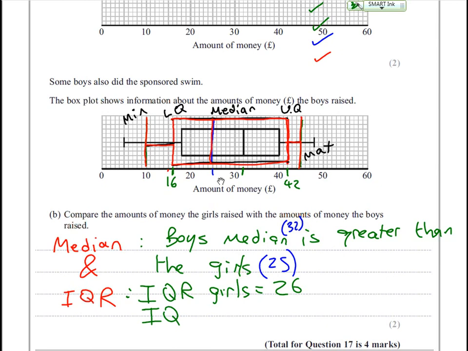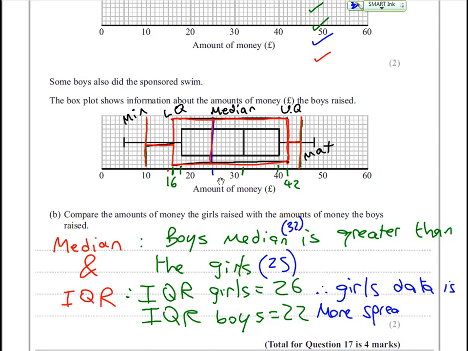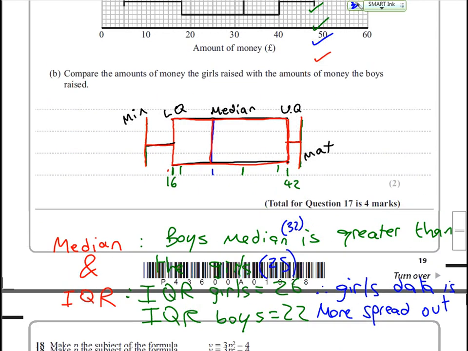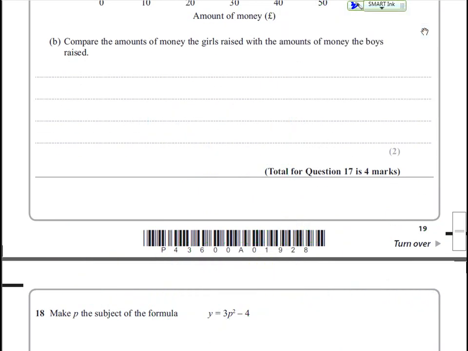And the IQR for the boys, you're going to do 40, take away 18, which gives you 22. So the girls' data is more spread out. So we've compared the median and the interquartile range. So we've done all the things we have to do to get the 2 marks there.